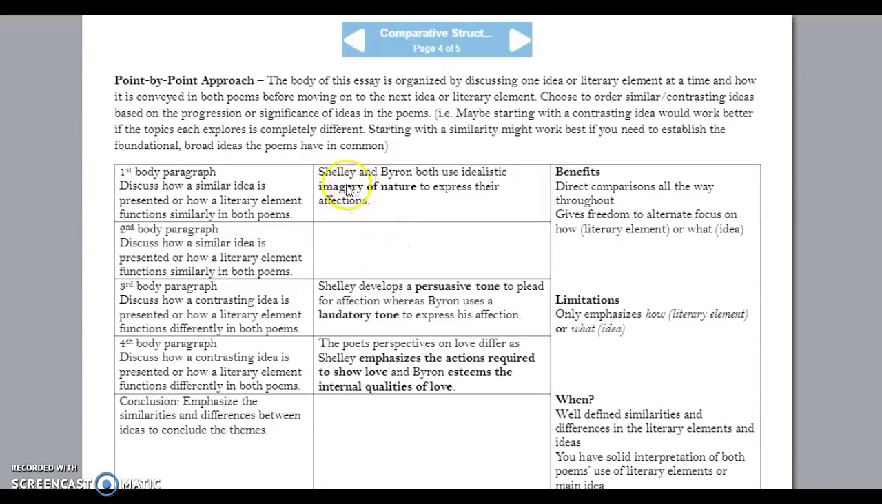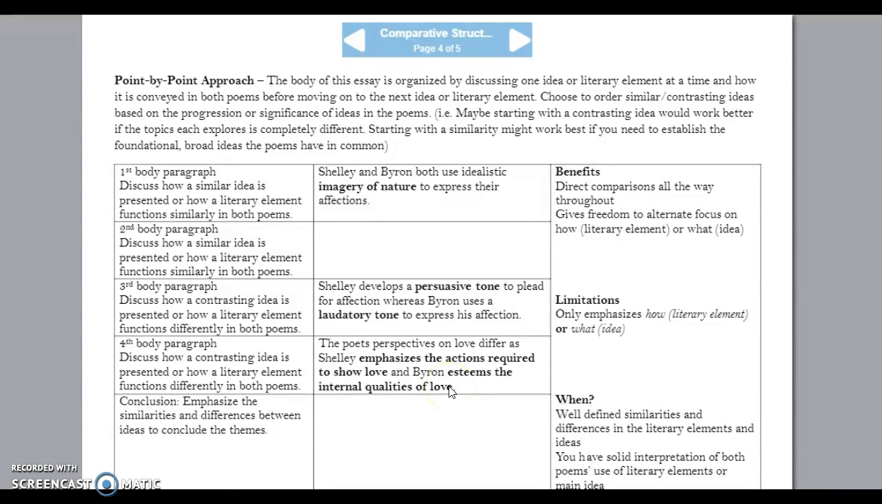So this example uses the first claim emphasizing the similarity in the literary element, the imagery of nature. The next paragraph, I might focus on how they develop persuasive tone versus a laudatory tone. So again, a difference in the literary element specifically. And then the last paragraph, I might emphasize the difference between their perspectives on love. One emphasizes the actions required to show love versus Byron shows the internal qualities of love.